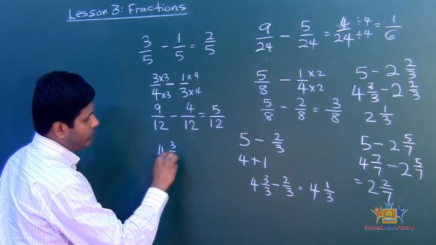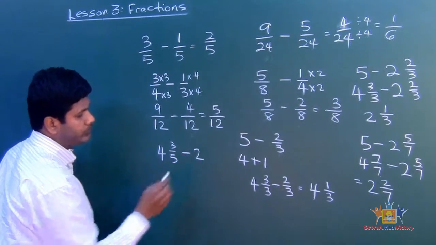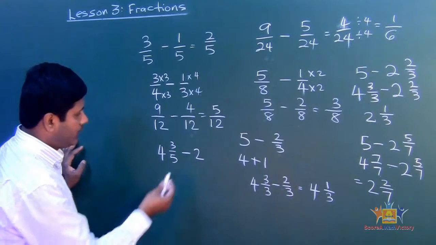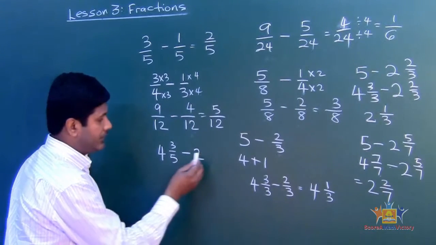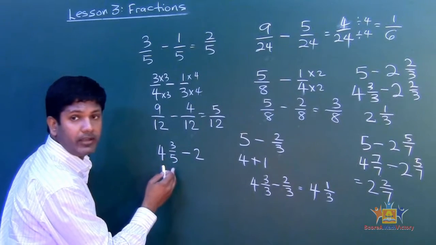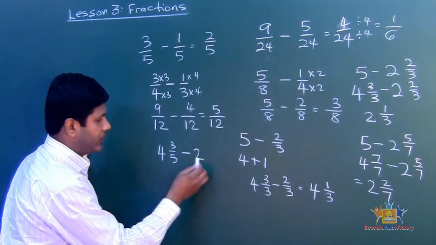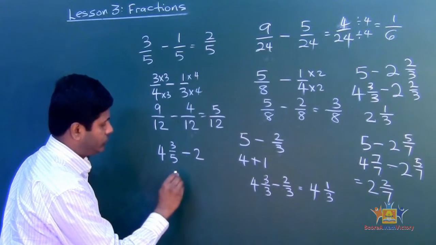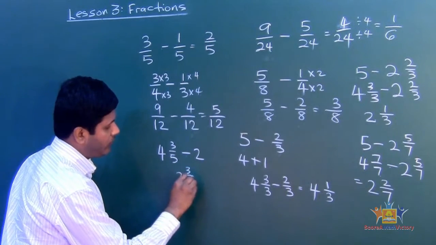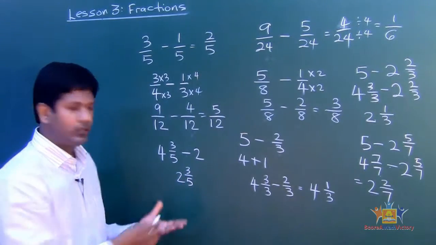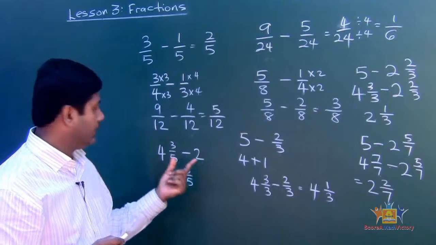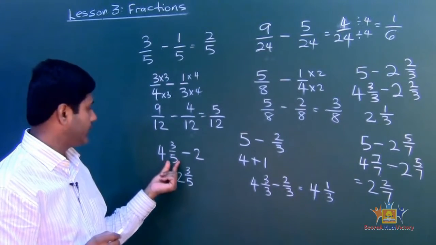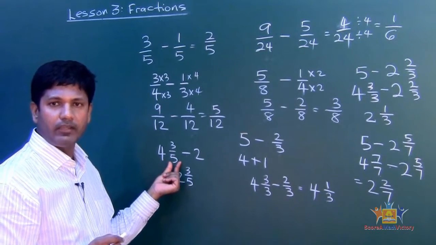4, 3 over 5 minus 2. See that? The 2 is a whole number and this is a whole number. There is no fraction I'm subtracting within this fraction. So I just subtract 4 minus 2 is 2 and bring the 3 over 5 across. That's it. Because I have no fraction to subtract from the 3 over 5.